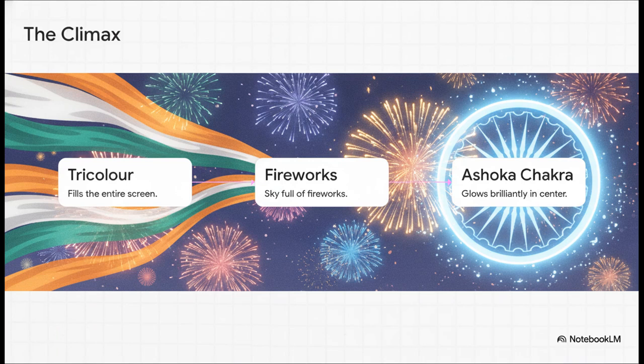Now we reach the highly choreographed ending sequence. After this absolute whirlwind tour of history, geography, and technology, the prompt reins the visual chaos in for a celebratory climax. The tricolor fills the screen. Then, fireworks erupt into the sky. And finally, the Ashoka Chakra, that wheel at the center of the flag, is instructed to glow brilliantly. It's a highly calculated visual mic drop that leaves the viewer with a lingering, powerful symbol of the nation.